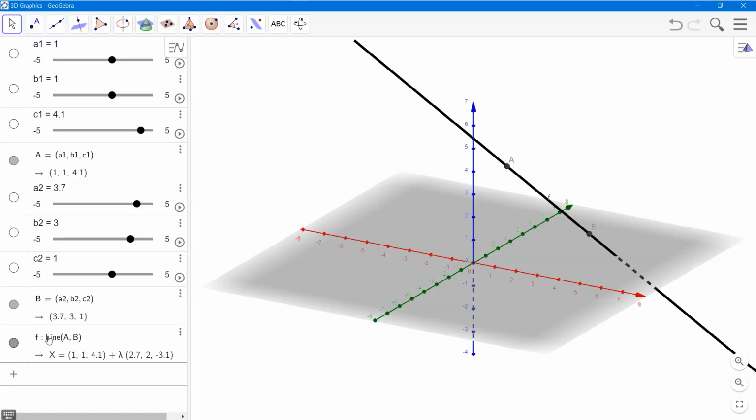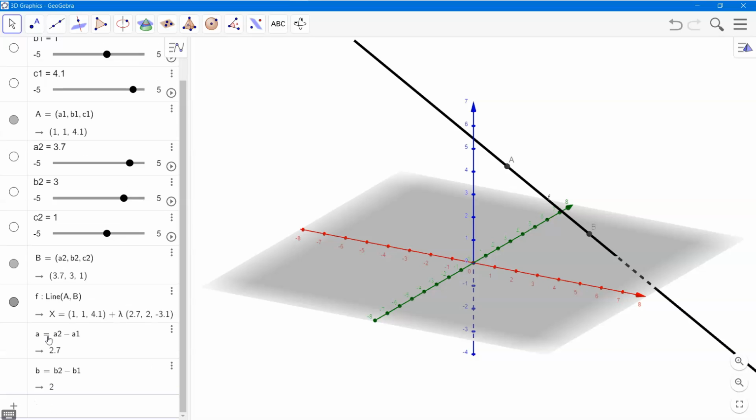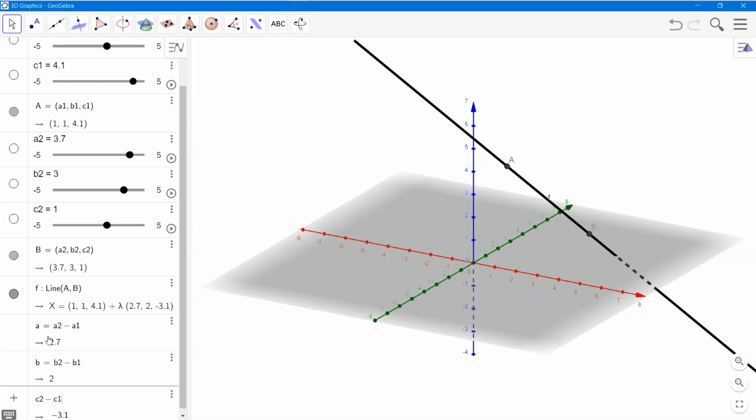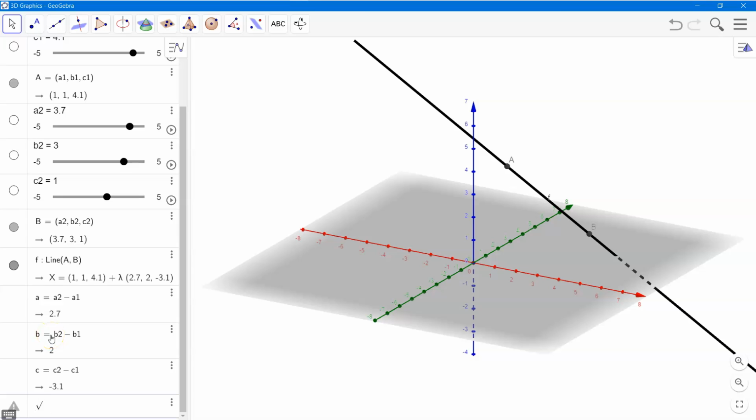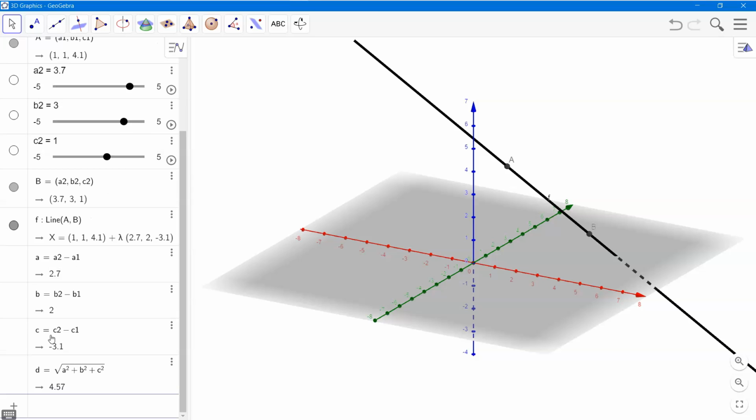Plot a plane later on. First let's calculate the direction ratios. So let's say A2 minus A1, B2 minus B1, C2 minus C1. Okay, and we also require D, the square root of A square plus B square plus C square. Okay, now the direction cosines we require.